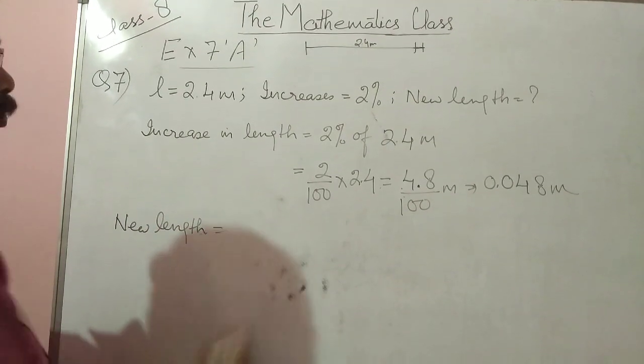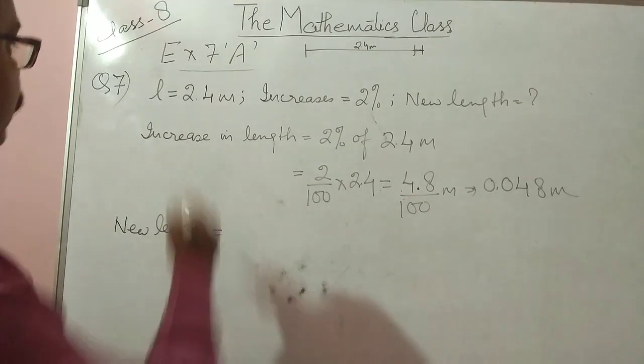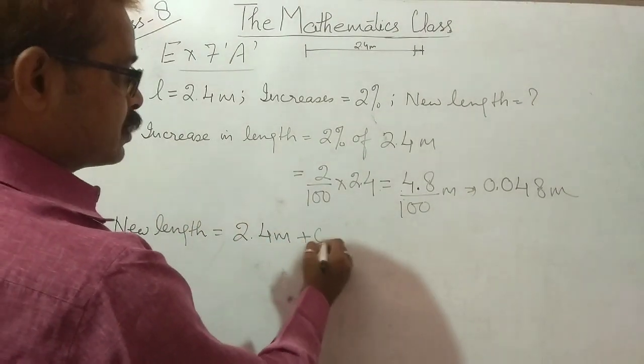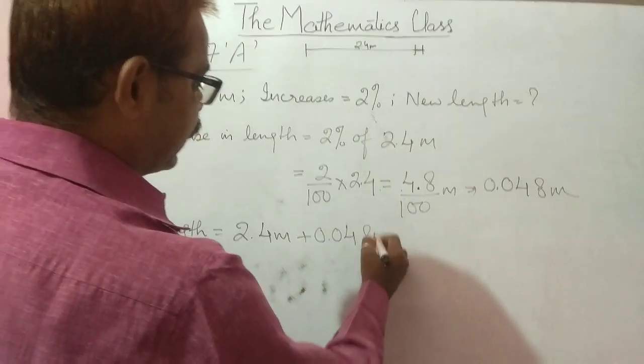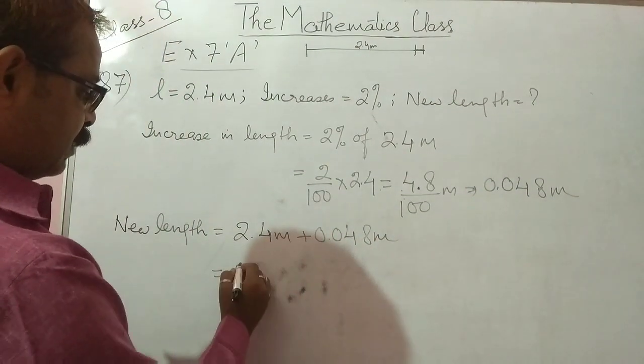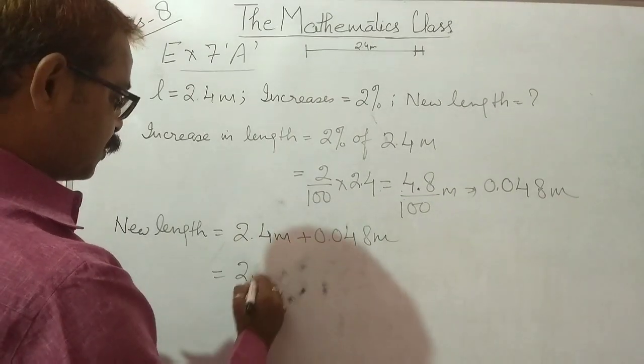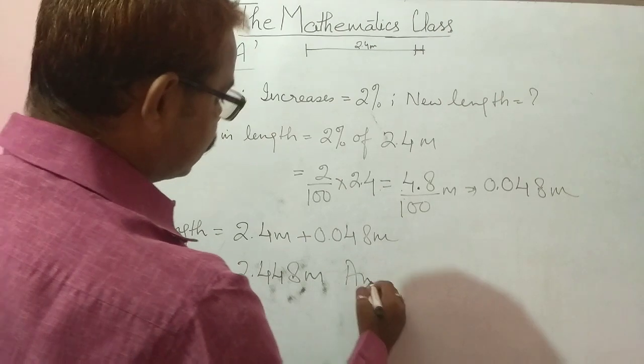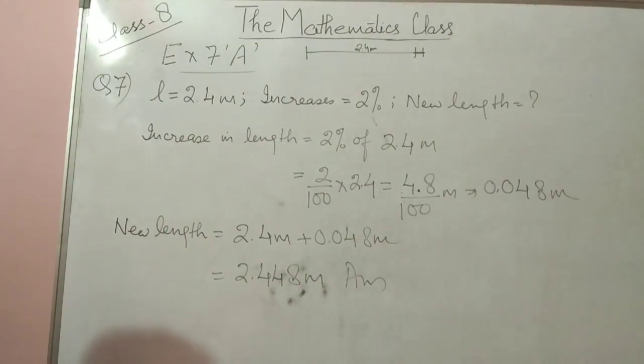So the new length will be what? New length will be original length plus the increase. Original length was 2.4 meters plus 0.048 meters. Now when you add them, this will be 2.448 meters. That is the final value.